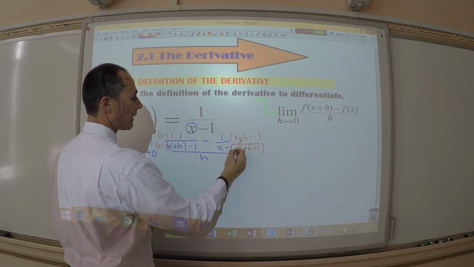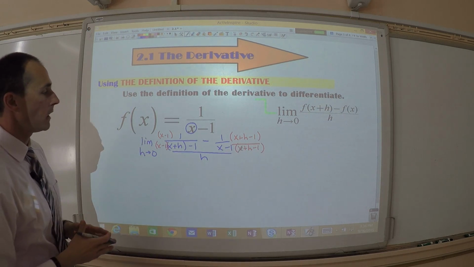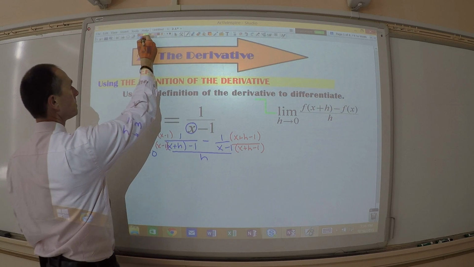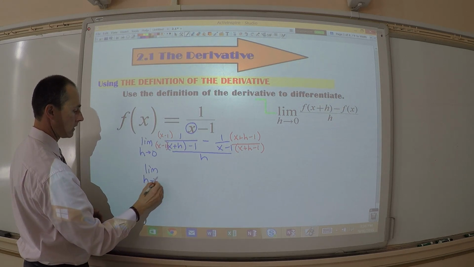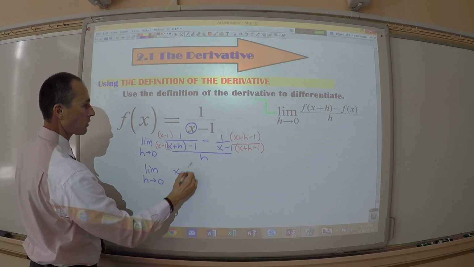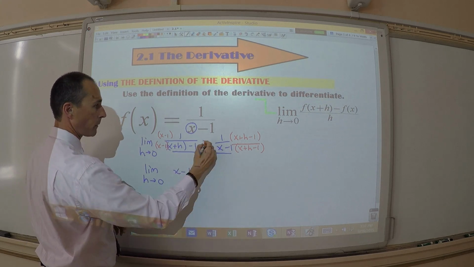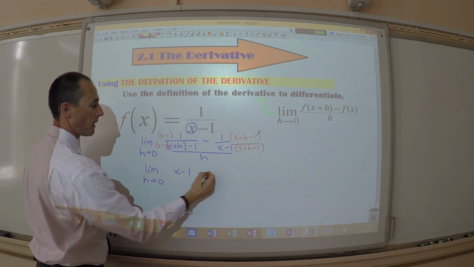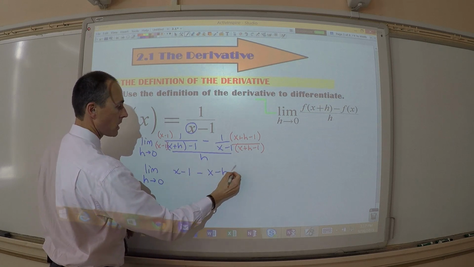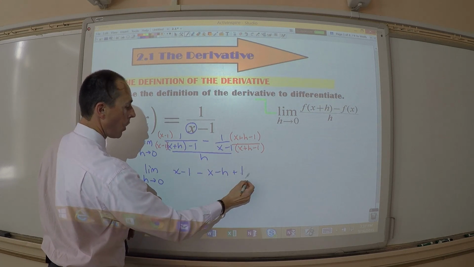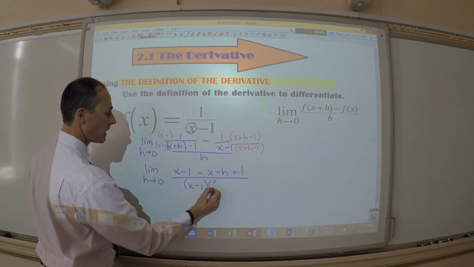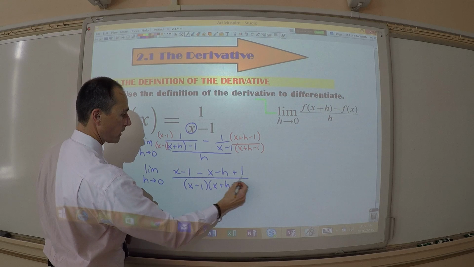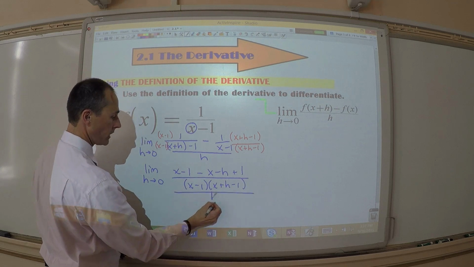So it looks a little ugly at first, but things will kind of settle down a little bit here in a second. When I look to simplify a little bit, I get x minus 1 minus, now I'm going to distribute that negative on through here, so minus x minus h plus 1. All over, I'm going to keep this in factored form here, x minus 1, x plus h minus 1. And then, of course, all that still over h.